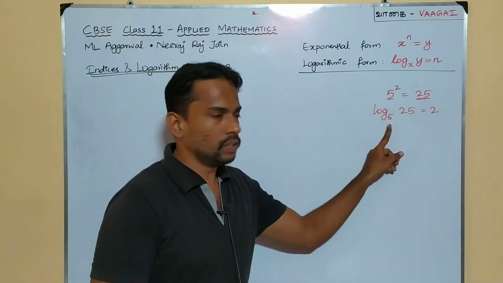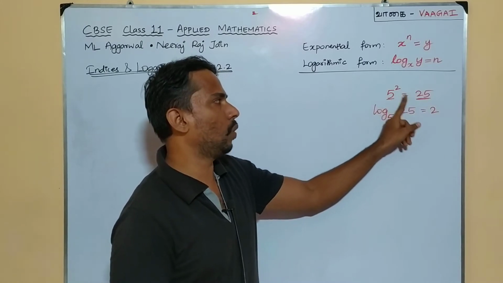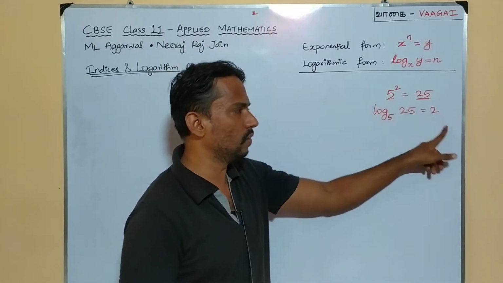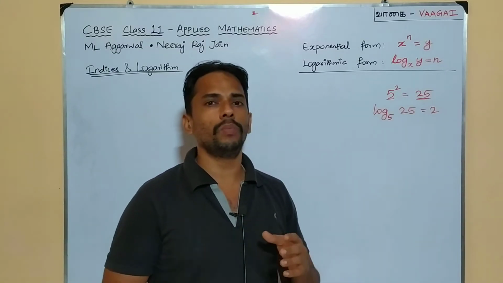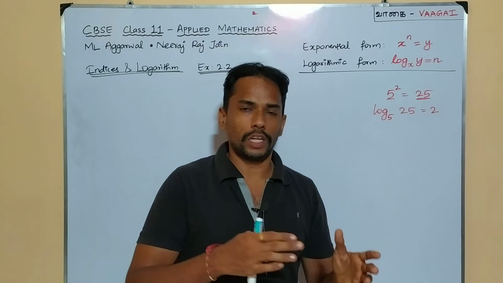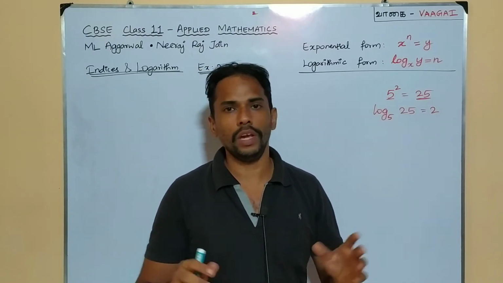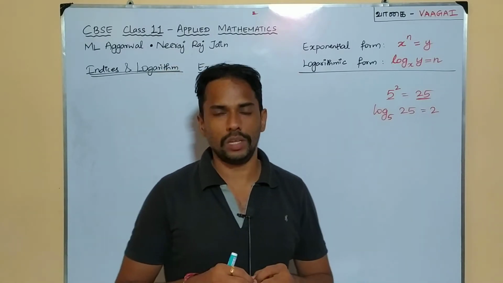Now what happens is this 5 will come to the top, that is, this will become the base, 5 square. This 2 will come as the power of 5. So 5 square is equal to 25. That is how it is adjusted. So we should be knowing both the ways, either exponential to logarithm or logarithm to exponential, very surely. Then only we'll be able to solve the problems from this exercise.